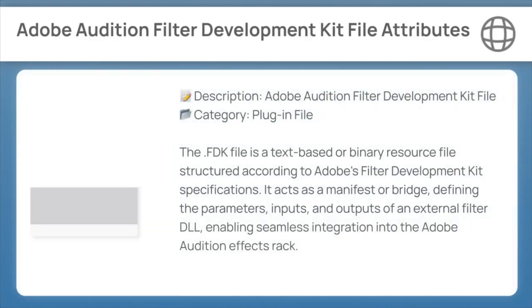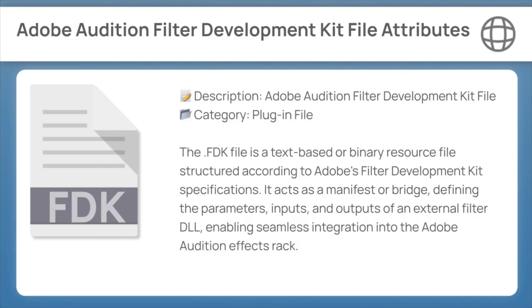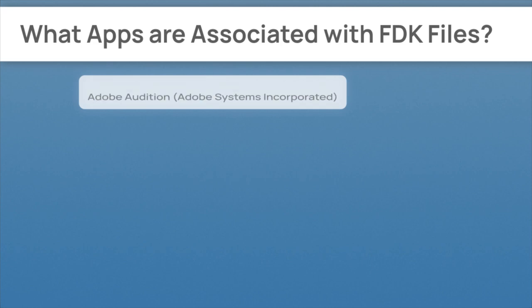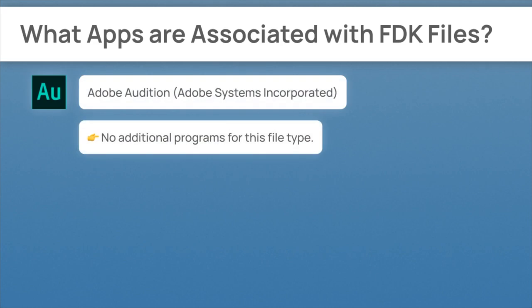The FDK file is a text-based or binary resource file structured according to Adobe's filter development kit specifications. It acts as a manifest or bridge, defining the parameters, inputs, and outputs of an external filter DLL, enabling seamless integration into the Adobe Audition effects rack. The tool most commonly used for creating FDK files is Adobe Audition by Adobe Systems Incorporated.